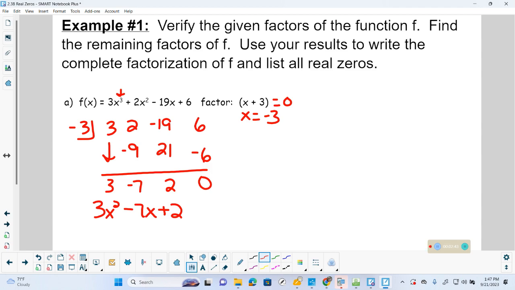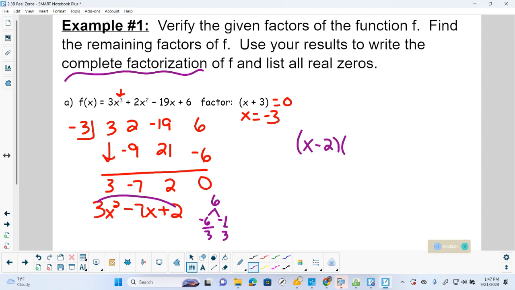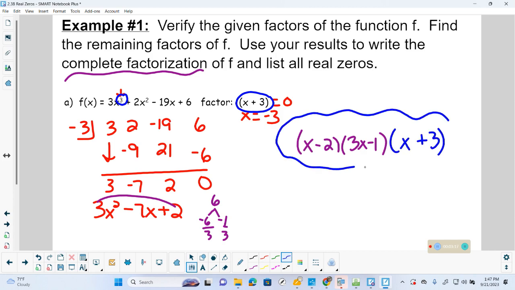And here we go. It says use your results to write the complete factorization. So let's do that. I'm going to factor this. 3 times 2, multiply to 6, add to negative 7. And then we're going to divide by 3. So negative 6 over 3, negative 2. And then I'm going to put my denominator in front of the variable. Now, as always, just like yesterday, don't forget your given factor. It's a third degree. We need all 3. So here's my complete factorization.